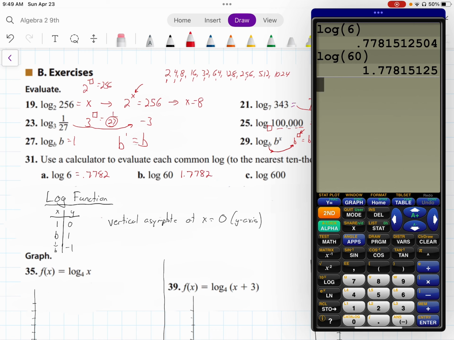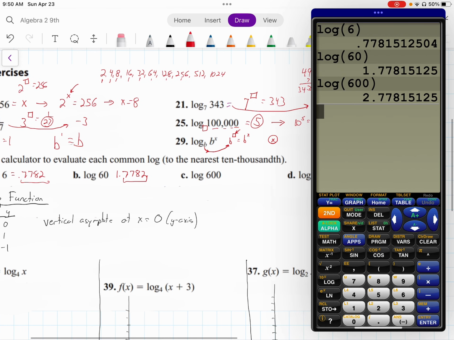1.7782. It's interesting, that's the same thing there. Log of 600 probably is going to have a relationship too. Log of 600, 2.77. So we jumped all the way to 200, but only jumped up 1 there.